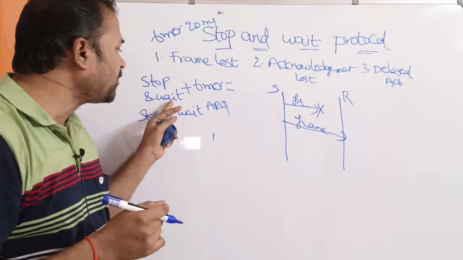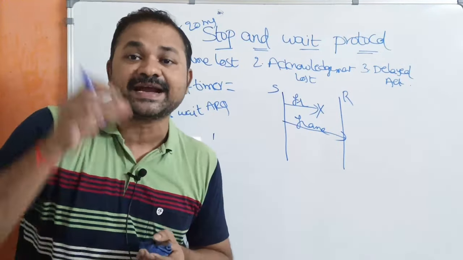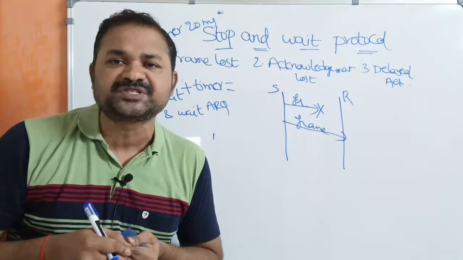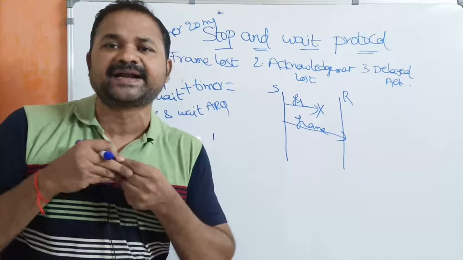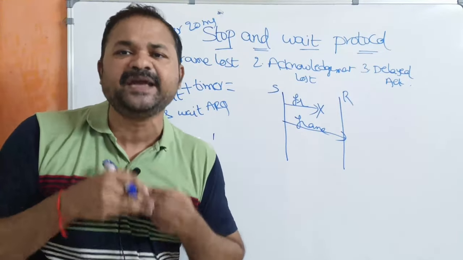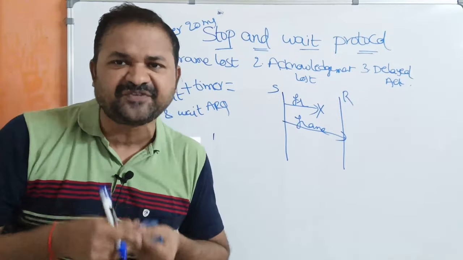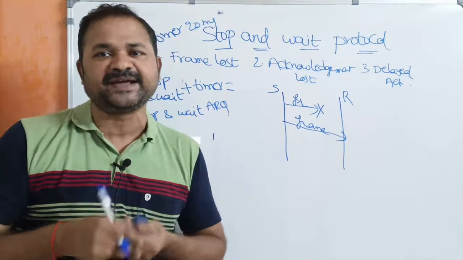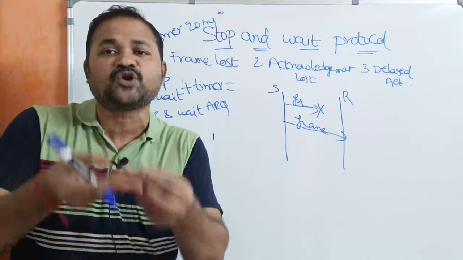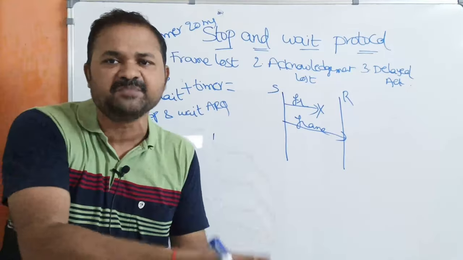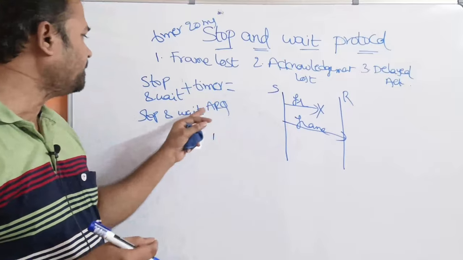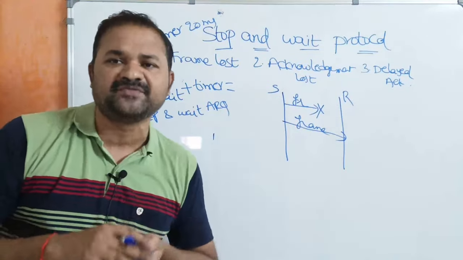So for the stop and wait protocol, we are adding a timer. This is called stop and wait ARQ. ARQ stands for automatic repeat request. The name itself specifies the meaning. If the time period expires, the sender automatically repeats, that means it automatically transmits that frame once again. So this is the first problem. We can solve the first problem by adding a timer to the stop and wait protocol.